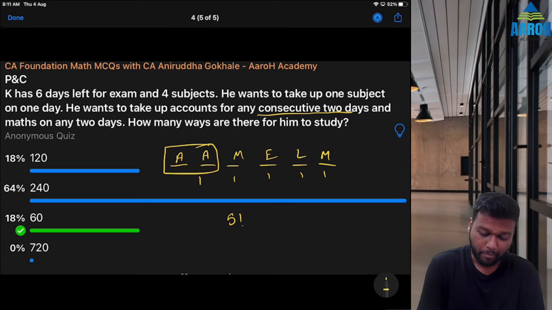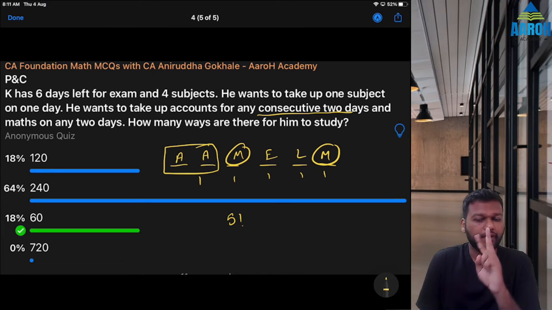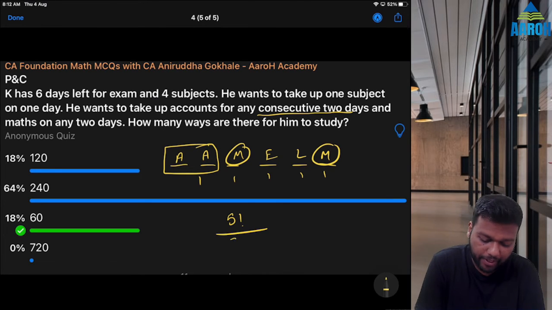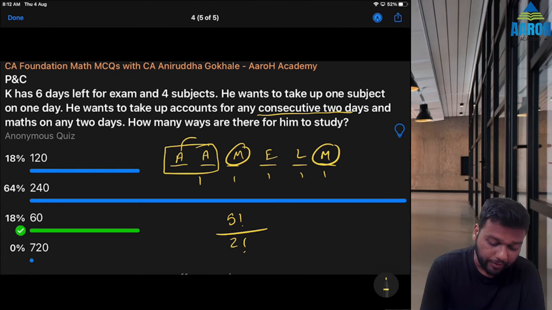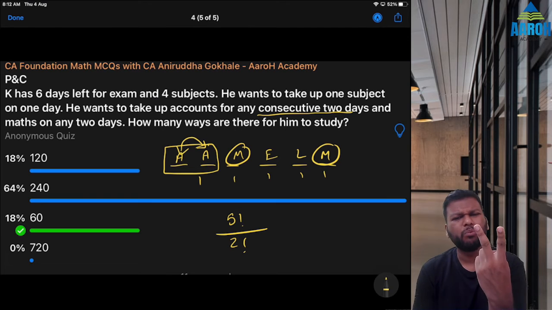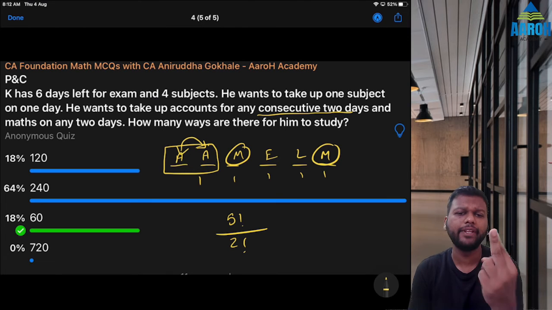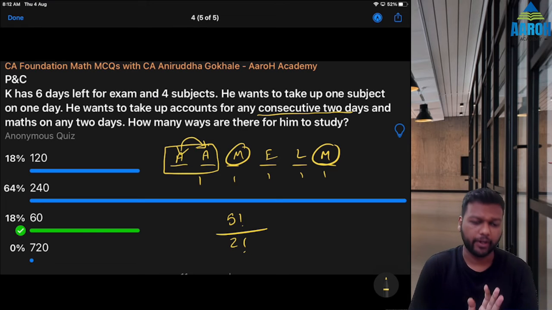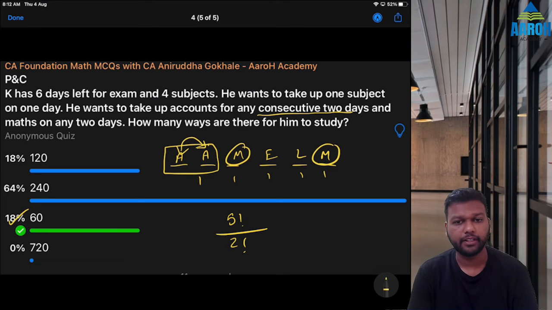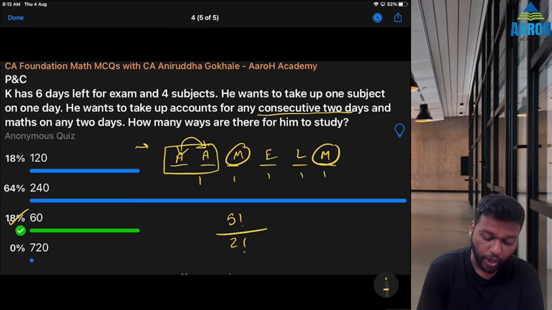But maths comes twice. When something is repeated, we divide by that factorial, so 2 factorial. And actually we will rearrange this also, but both accounts are same, right? There is no difference between A and A, so no need to multiply by anything. So 5 factorial by 2 factorial, that is 120 by 2, 60 is the correct answer. Understand the concept of box and repetition, both are covered in this.